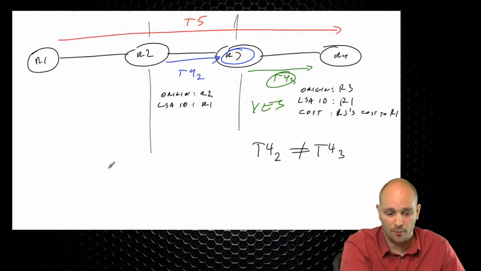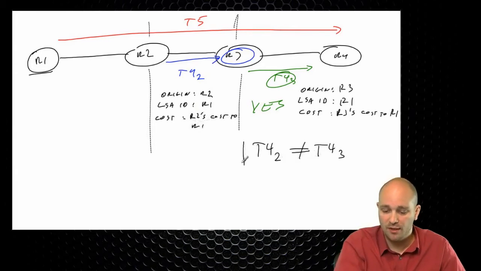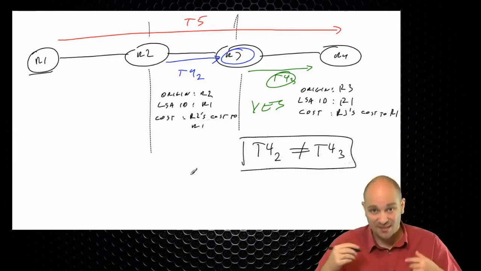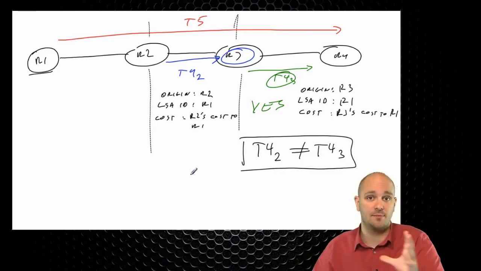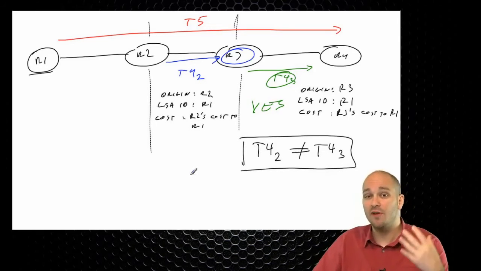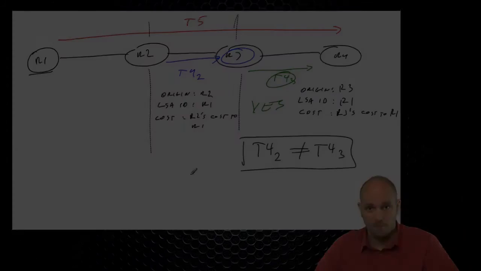this is what we are talking about. We are talking about R1's router ID, and the cost would be R2's cost to R1. So these two are not the same. Yes, the type 4 LSA will be regenerated in a very similar fashion in which type 3 LSA is regenerated.